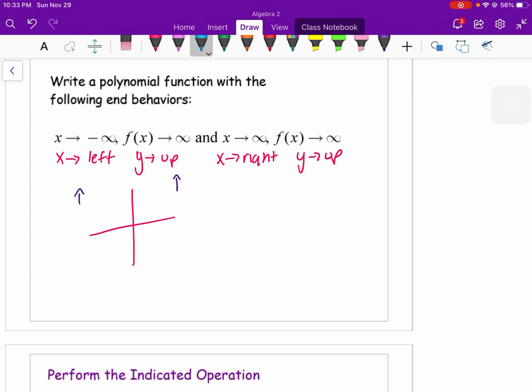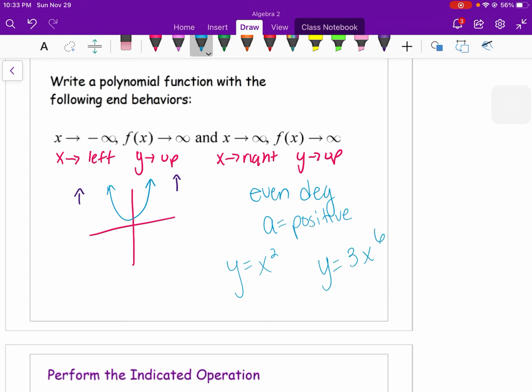For some reason, I keep mixing that up. But so if it both goes up, that's going to be something like this. So you can have any even degree polynomial function this time. And if it opens up, you want a to be positive value again. So you could have y equals x squared, y equals 3x to the sixth. It could have a monomial term, one term. You could have a trinomial as an example, but it has to have an even degree, and your a value would have to be positive to give me a correct answer for a polynomial function that has that end behavior.